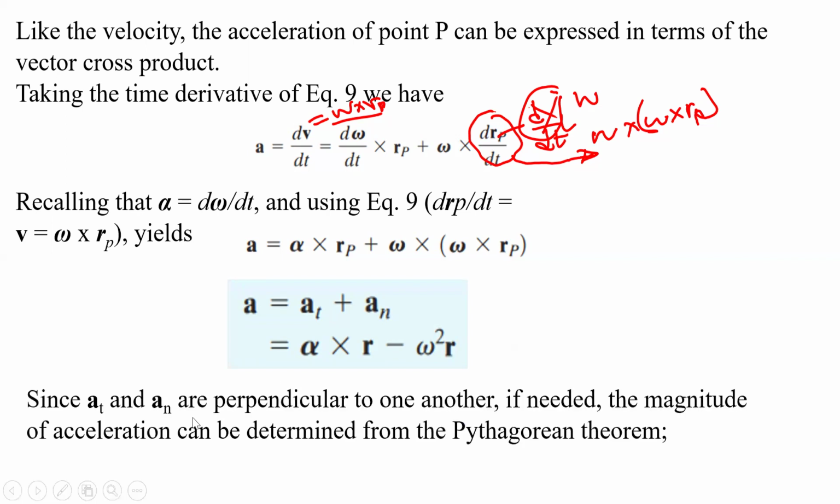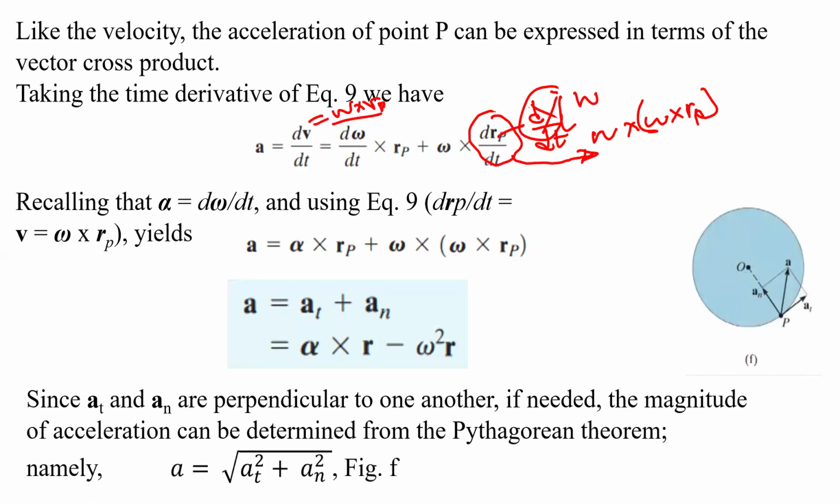The tangential acceleration and the normal acceleration are perpendicular to one another. If needed, the magnitude of acceleration can be determined from Pythagoras' theorem, which says that the square root of AT squared plus AN squared will give us the magnitude of acceleration we are requiring. Thank you.